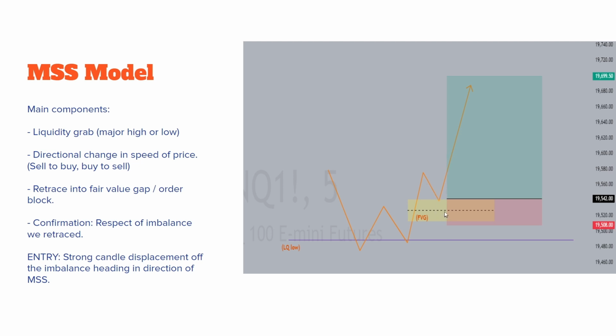Because if we come back down here and we see price trade through this fair value gap, that's a very, very bearish indication, being that this is a bullish imbalance and we see price trade down through it. But if we do bounce like that, it gives you confirmation that we'll at least target higher short term, it could be this right here or even further past that. And like I said, confirmation: respecting the imbalance as we retrace, that's what confirmation is. Entry: strong candle displacement off the imbalance heading into direction.